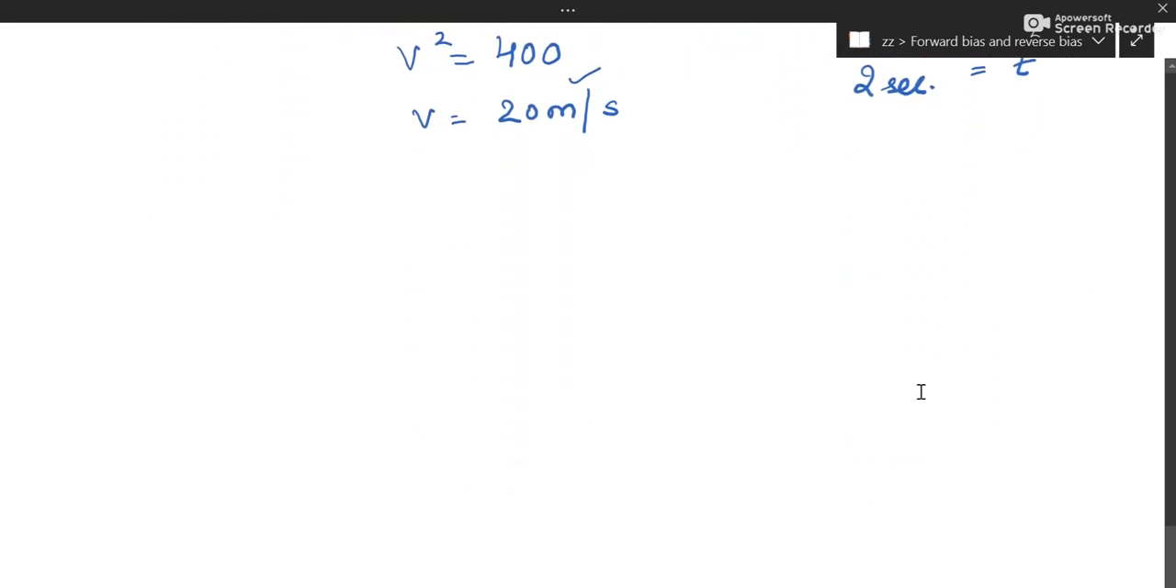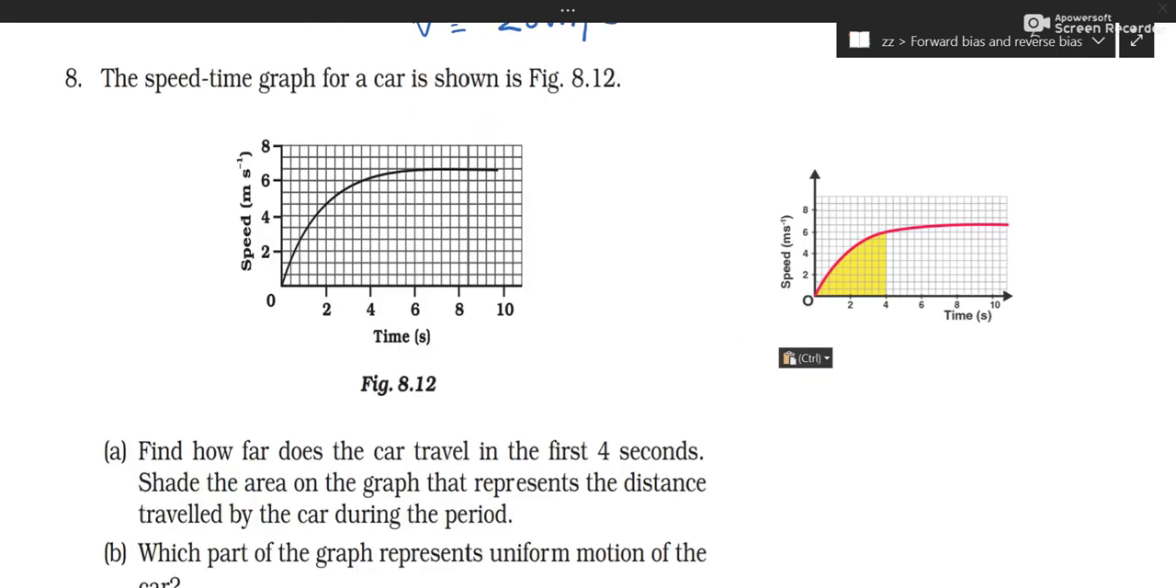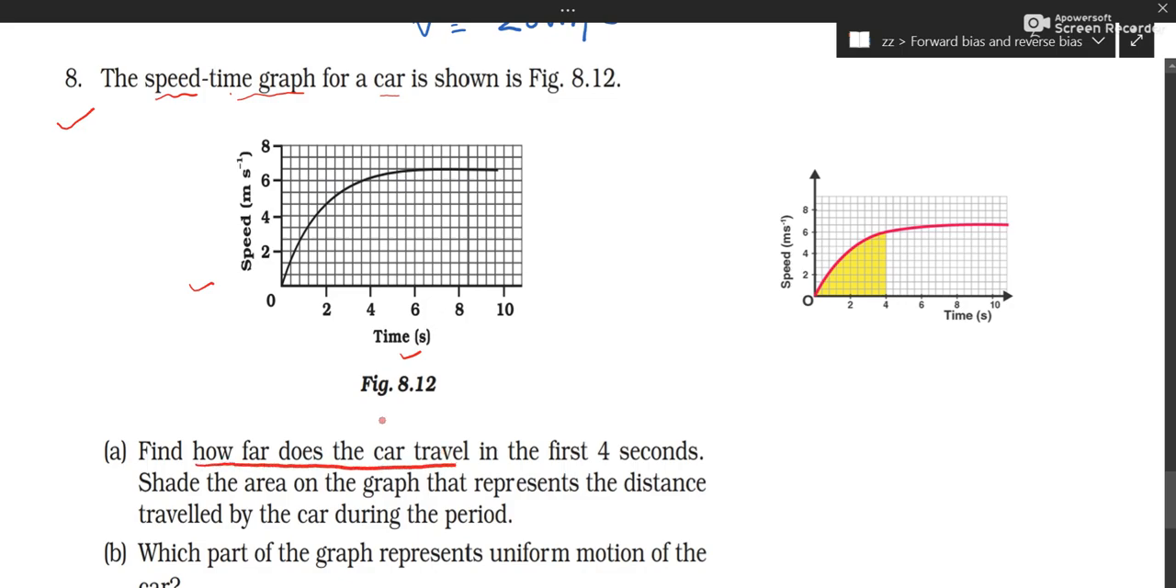So getting to the next numerical now, which is question number 8. Let us see this question. Here the speed time graph for a car is given. This is the speed time graph. We have to tell how far the car travels, that is the distance, in the first 4 seconds. So first 4 seconds you can see.